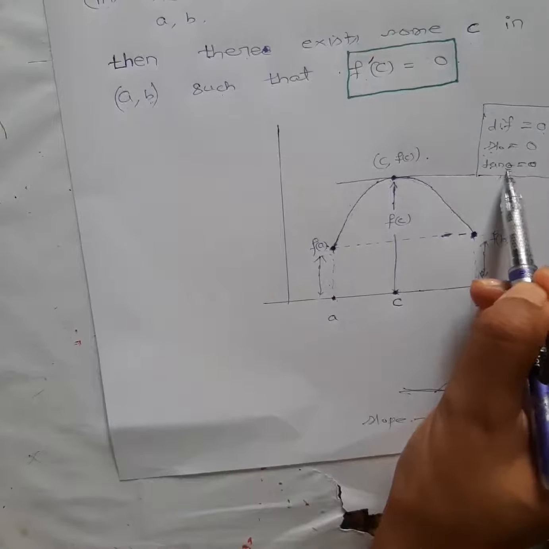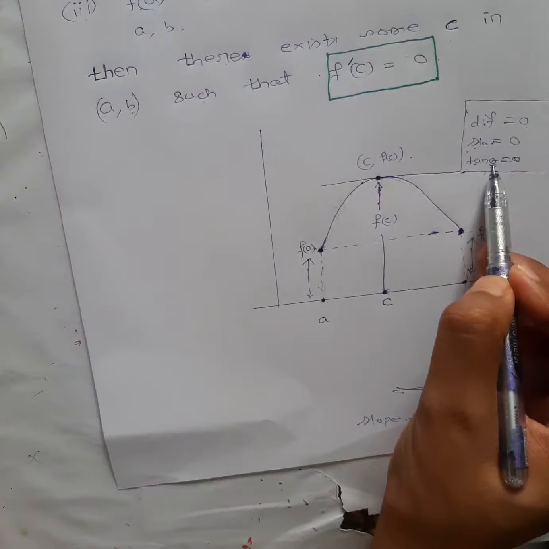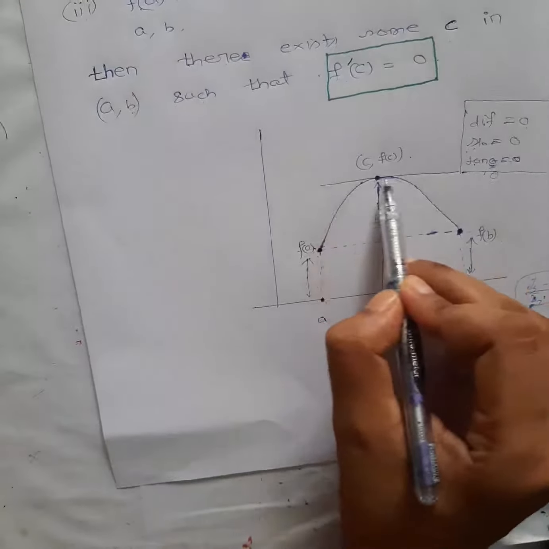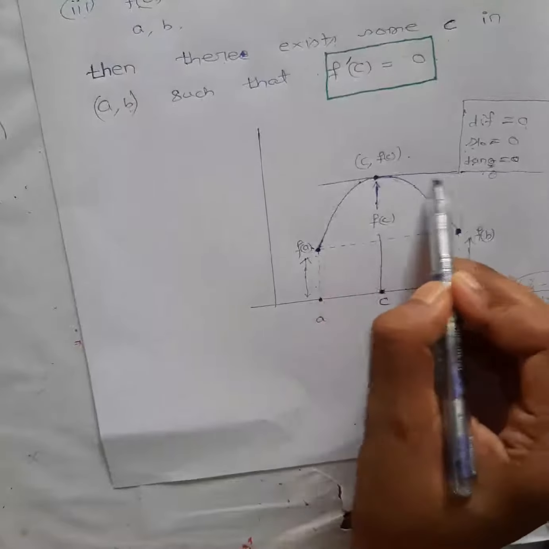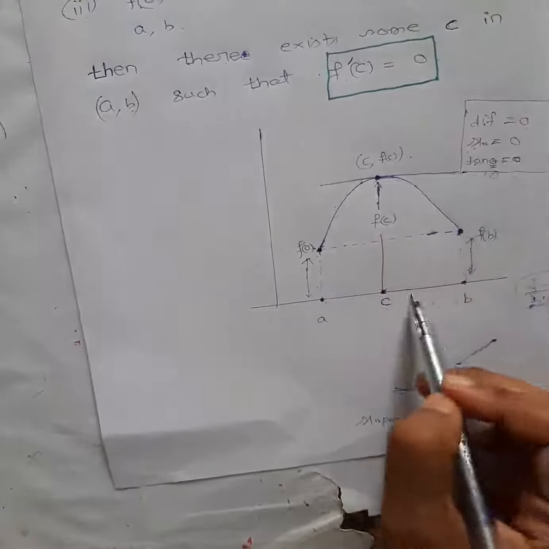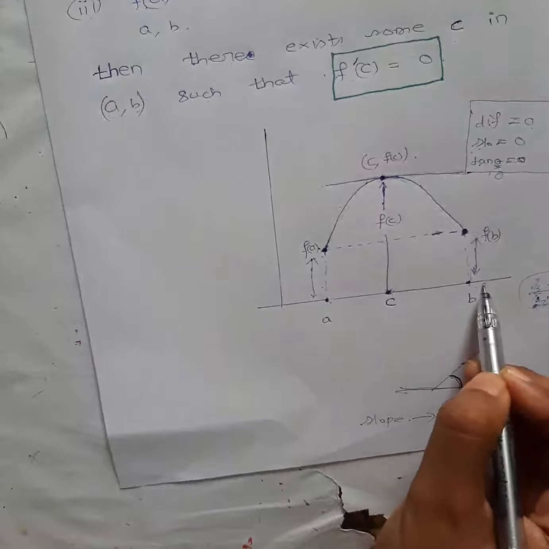Theta must be how much? Obviously 0. It means the angle made by the line, this function graph's tangent, with the x-axis is how much? 0. You can see, this will be parallel to this one.